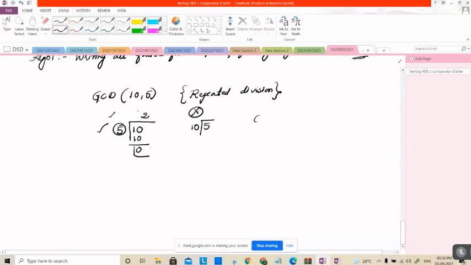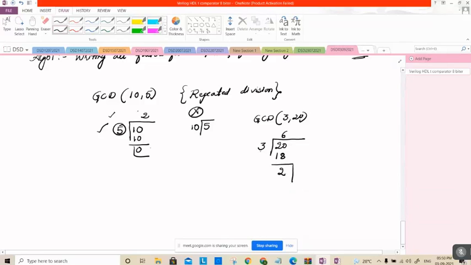Now if you take another example, GCD of 20 and 3. So first you need to check which one is greater. Suppose the question is given this way, 3 and 20. Now what will you do then? First we need to find out which one is greater, whether 3 is greater than 20 or 20 is greater than 3. Now 20 is greater than 3. Now 3, 6, 18. What is the remainder here? 2 will be the remainder.